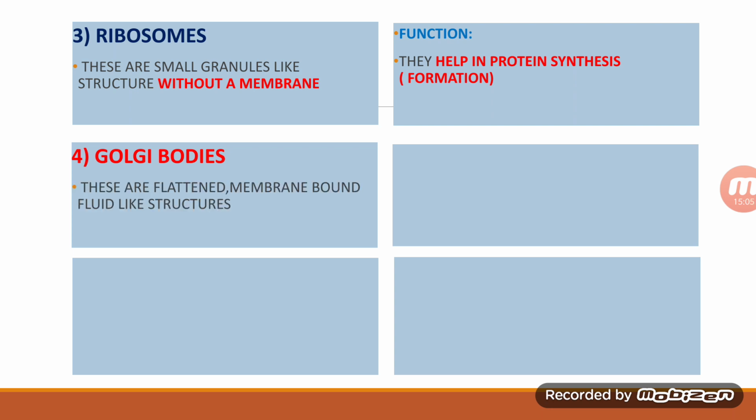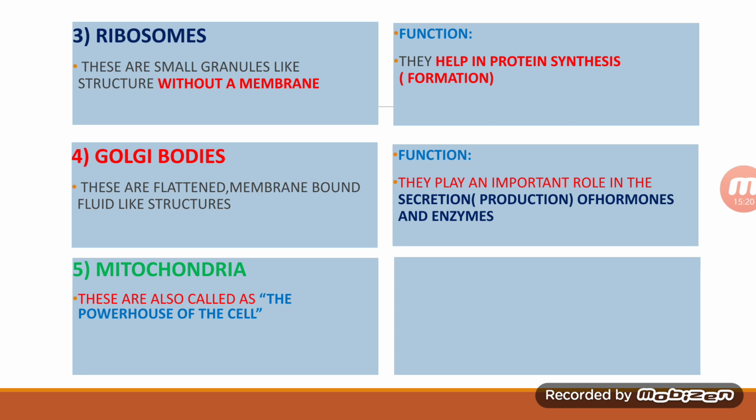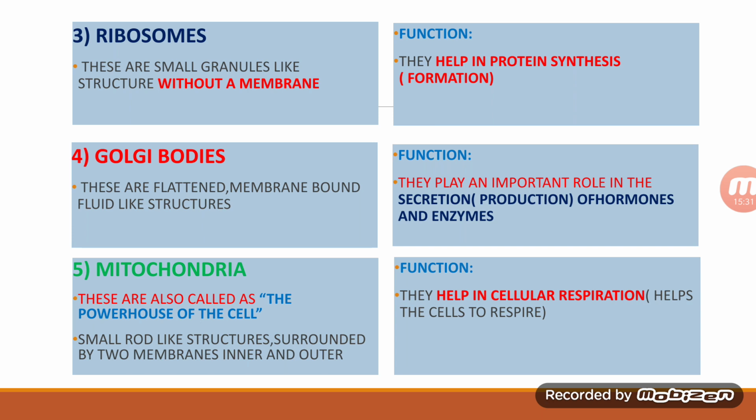Golgi bodies, these are flattened membrane bound fluid like structures. Function, they play an important role in secretion, which means production of hormones and enzymes. Mitochondria, they are the powerhouse of the cell because the cell needs energy and the energy is provided by the mitochondria. So what is the main function? They help in cellular respiration, which means it helps the cell to respire.